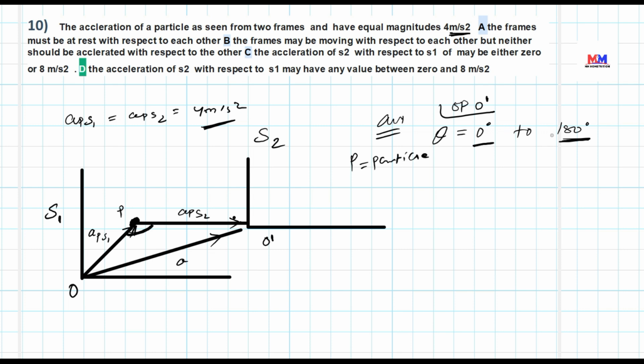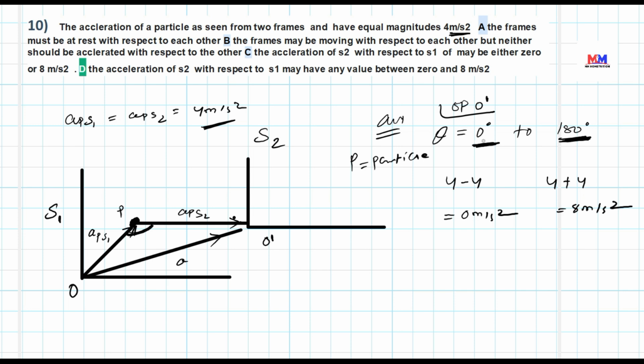If theta is 0 to 180 degrees, consider both the frames having the same acceleration. So we can say 4 minus 4 if theta is 0, so this is 0 meter per second square. For theta equal to 180, this is 4 plus 4, which is 8 meter per second square. So it depends upon the theta value.